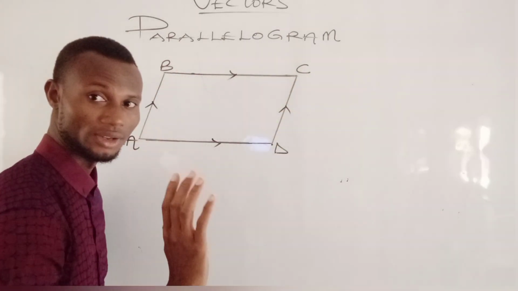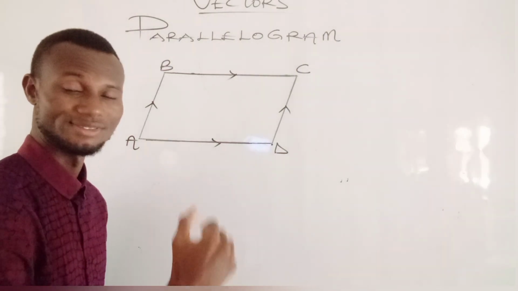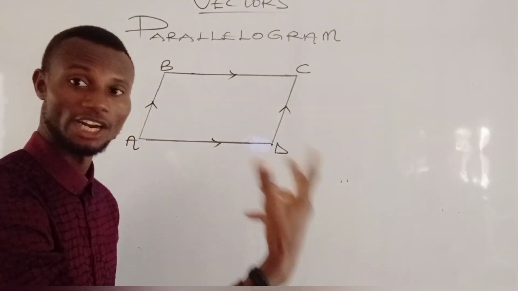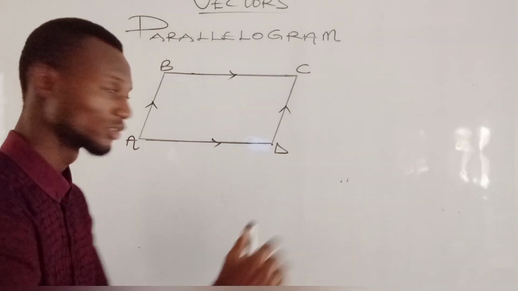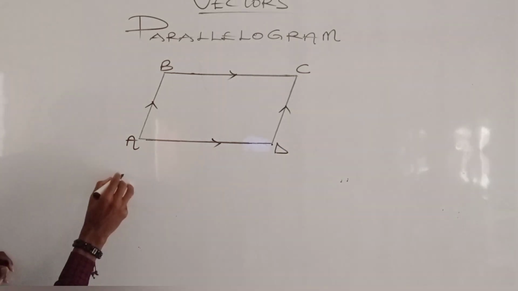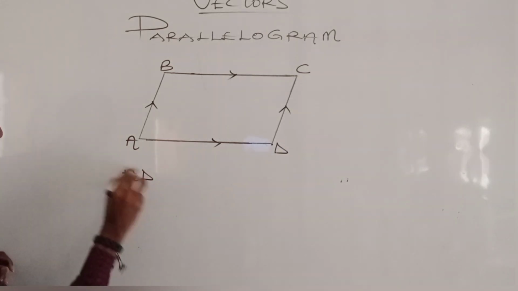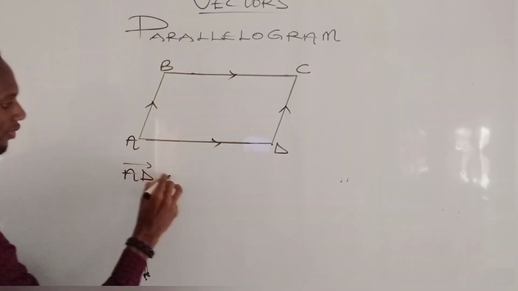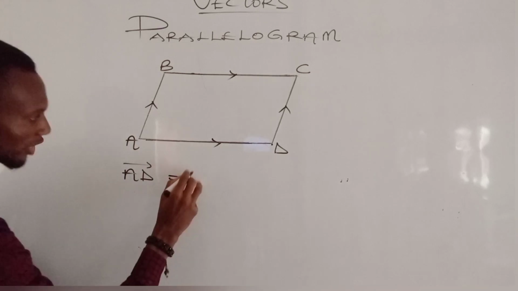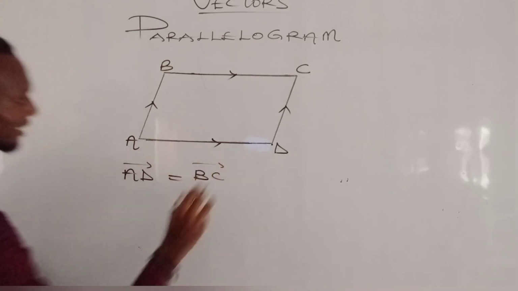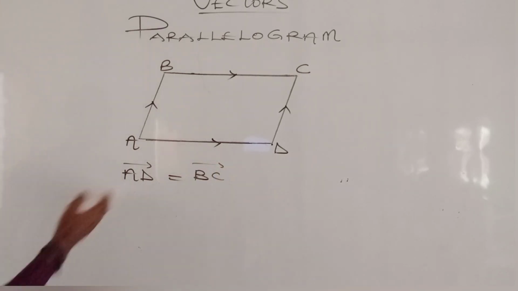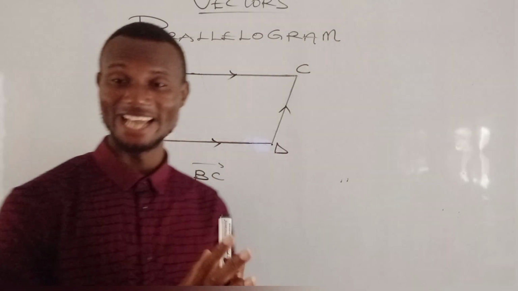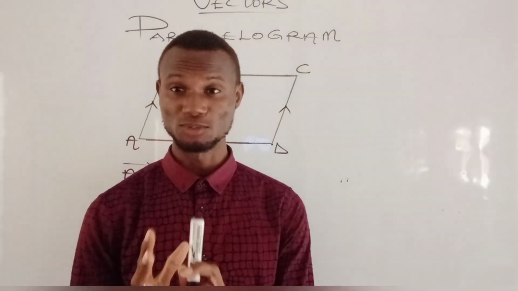I hope you can agree with me on that, because we've said that the opposite sides of a parallelogram are equal. So when I take my AD, which is this side of the parallelogram, it should be equal to this side of the parallelogram, which is BC. So I have my vector AD equals vector BC. I hope the explanation is clear enough up to this point.